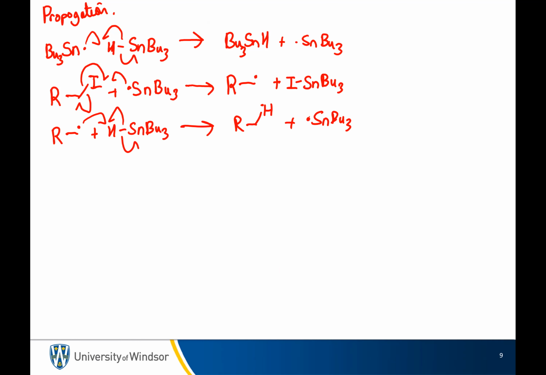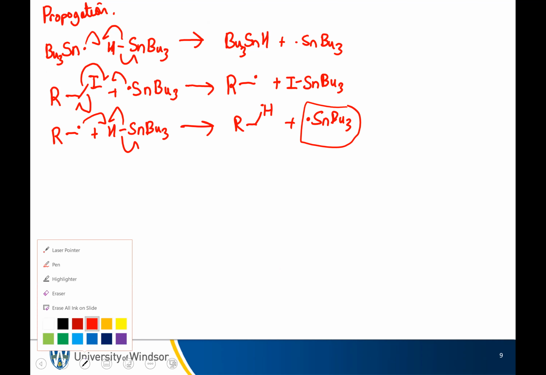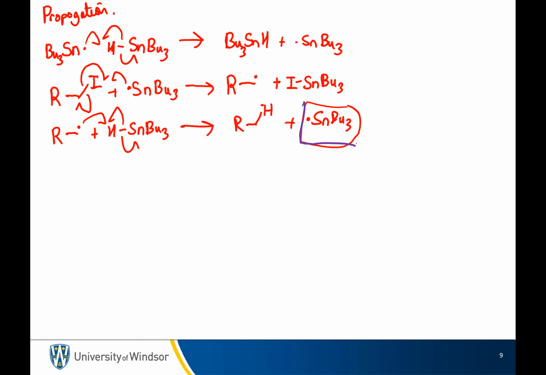You know you are done propagation when you regenerate the radical you start with. I think I've only ever seen one example where there's more than two lines. We had that top line there because I'm trying to prove a point. You wouldn't normally draw that in mechanistically.